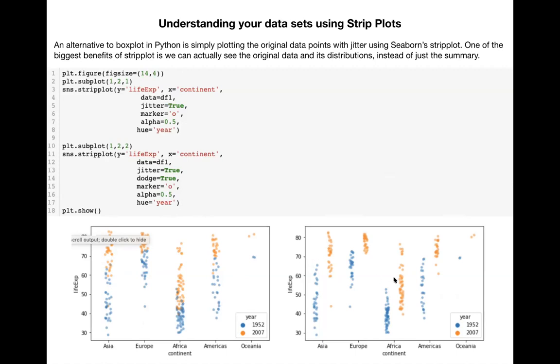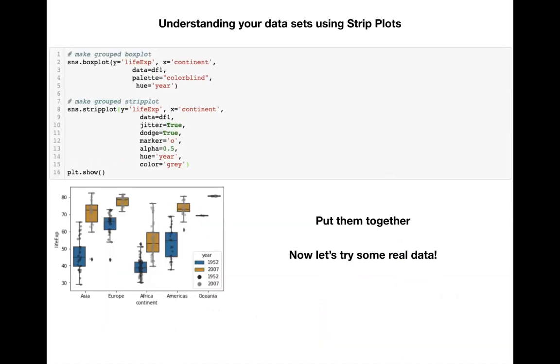And also you have other options, like if you add one option called dodge equals true, then it's going to separate those data points, not overlap them together in the same direction, right? So that's how you generate strip plots using the strip plot function of SNS. All right, so one more thing.